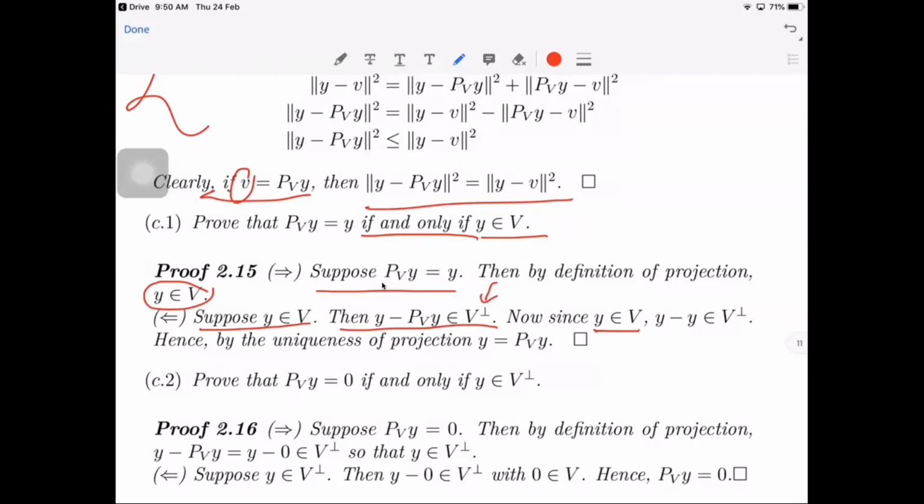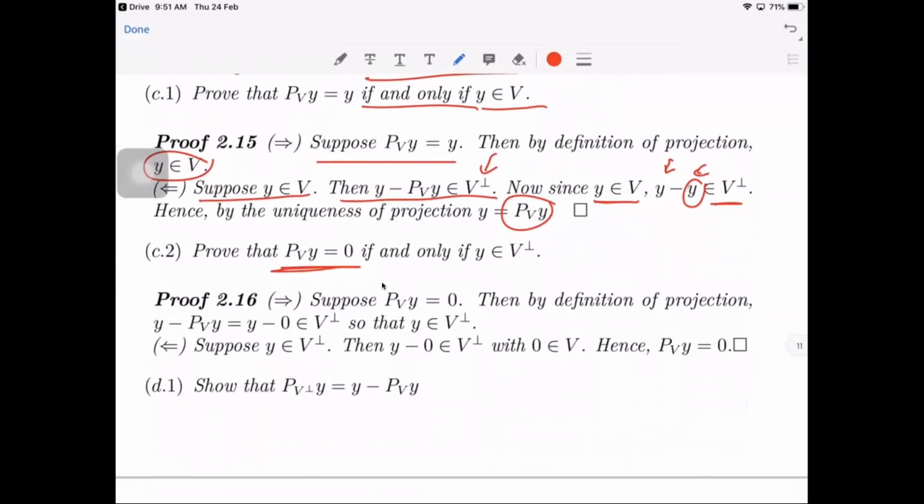Now since Y is in V, then Y minus Y is in V perp. By uniqueness of projection, this Y should be the projection. Okay? So, a very easy, straightforward proof. Next.